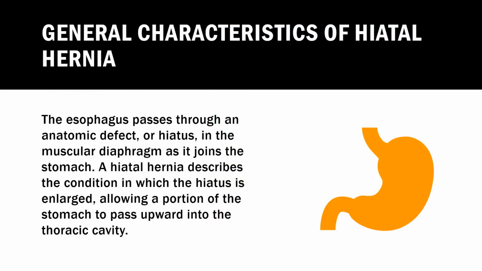General characteristics of hiatal hernia. The esophagus passes through an anatomic defect or hiatus in the muscular diaphragm as it joins the stomach. A hiatal hernia describes a condition in which the hiatus is enlarged, allowing a portion of the stomach to pass upward into the thoracic cavity.